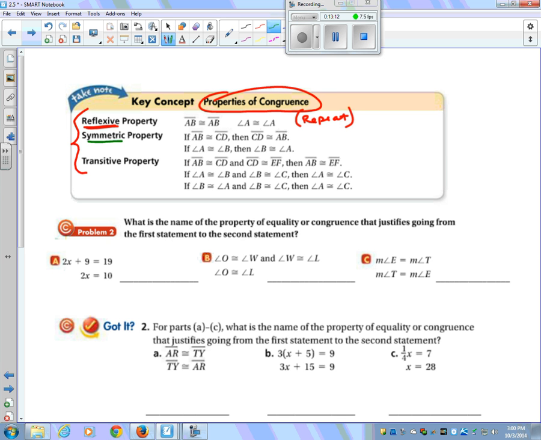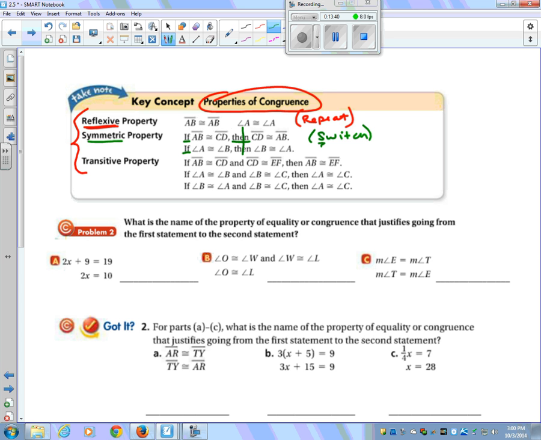You can switch the order. S for switch. If AB is congruent to CD, then CD is congruent to AB. Notice these are written as if-then statements. If angle A is congruent to angle B, then angle B is congruent to angle A. Symmetric. You could draw a line of symmetry right through the two statements, and they mirror each other.